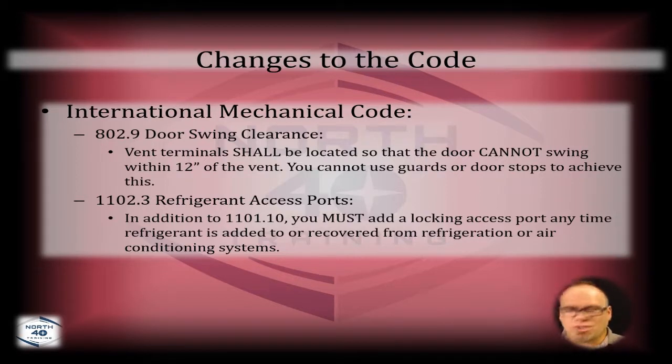11023 talks about refrigerant access ports, and this has been a long drawn out process. When you're talking about refrigerant access ports, what this section of code says, in addition to 1101.10, which deals with this as well, you must add a locking access port anytime refrigerant is added or recovered from refrigeration or air conditioning systems. Now, what's the definition of added or recovered? If you're putting hoses on there, guess what? There's a change of refrigerant.